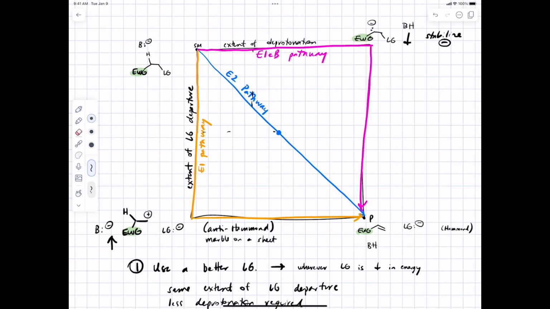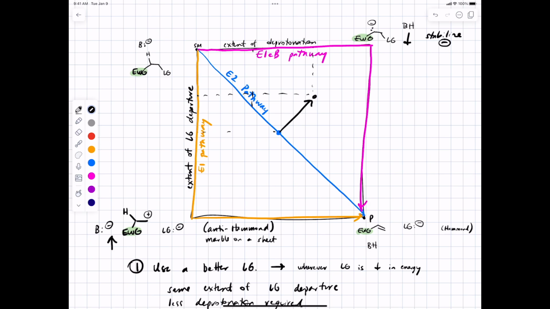of the electron withdrawing group is an off-diagonal anti-Hammond effect. We're going to raise this corner and we're going to lower that corner. Both of those are going to have the same effect, right? That's going to push this transition state this way, which is going to get us way more deprotonation and way less leaving group departure, which is sort of the definition of an E1CB reaction anyway.